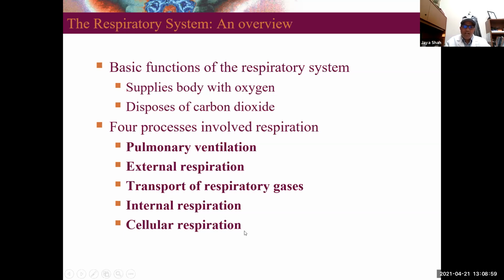Now inside the cell, oxygen is used to make ATP, where the cell uses oxygen in mitochondria and makes ATP. That using of oxygen and producing of carbon dioxide inside the cell is called cellular respiration. So the processes involved in respiration are pulmonary ventilation, external respiration, transport of respiratory gases, internal respiration, and cellular respiration.